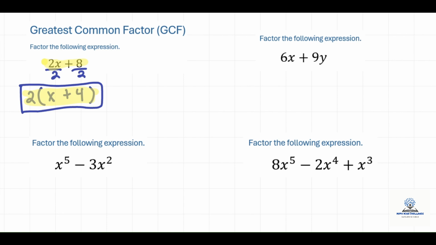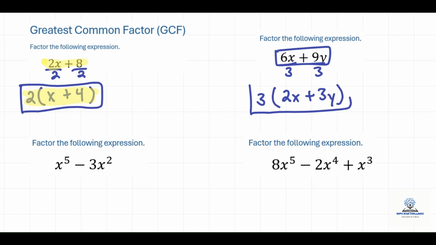Let's look at this next one, 6x plus 9y. So they have a 3 in common because 3 divides 6 and 3 divides 9, and it's the biggest number that divides both. So we'll put 3 outside the parentheses to create a multiplication problem. Then we'll divide each term by 3 to get 2x plus 3y, and that gives us what's inside of the parentheses. Once again, this expression you started with is the same as this expression we ended with. You can check this by distributing 3 times 2x and 3 times 3y.